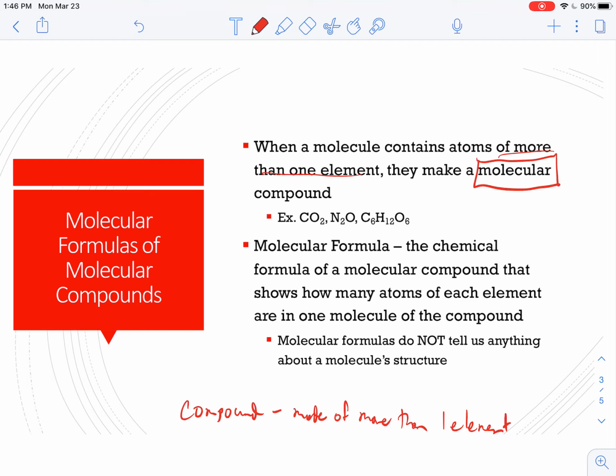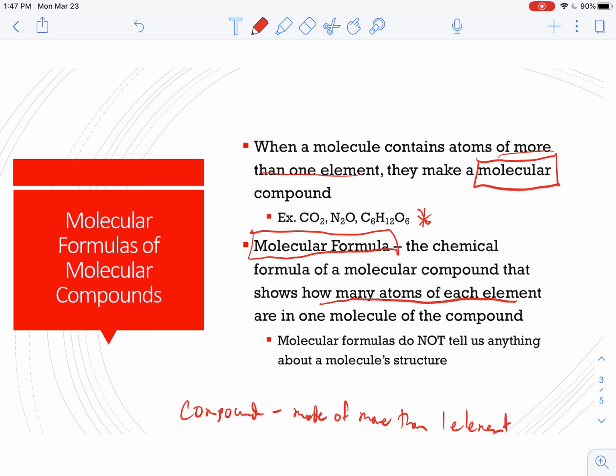So just as we were able to write chemical formulas for ionic compounds, we're going to be doing the same thing in writing chemical formulas for molecular compounds. We call these chemical formulas for molecular compounds our molecular formulas. The big thing we're going to focus on, the three examples listed above were all examples of them, is that these molecular formulas tell us how many atoms of each element are in the compound.